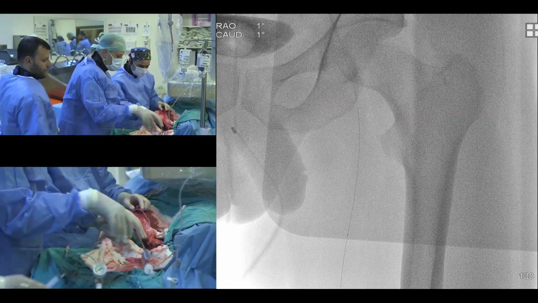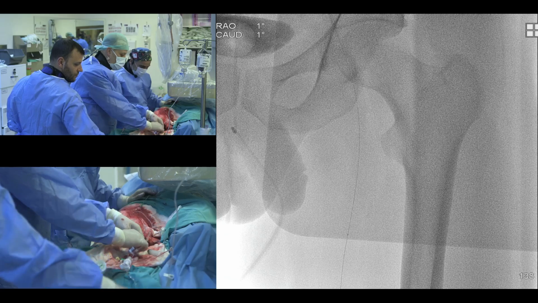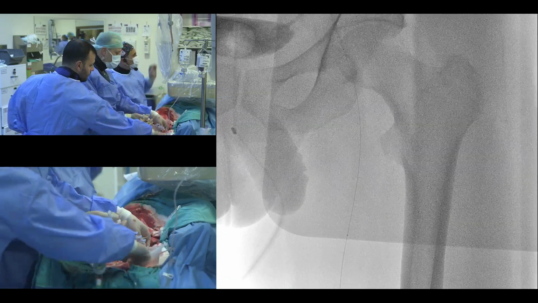So now a year out, and we bring him back to the cath lab. I won't, again, waste time.